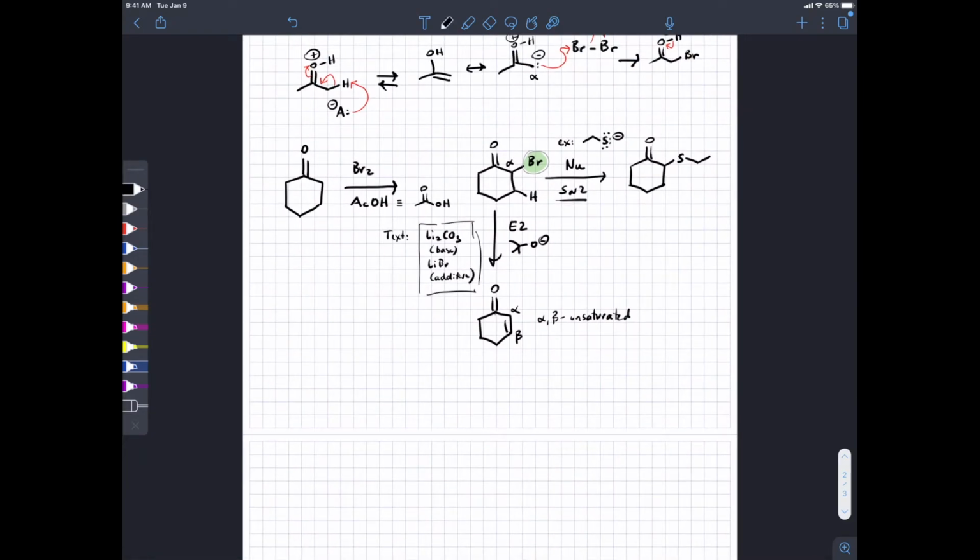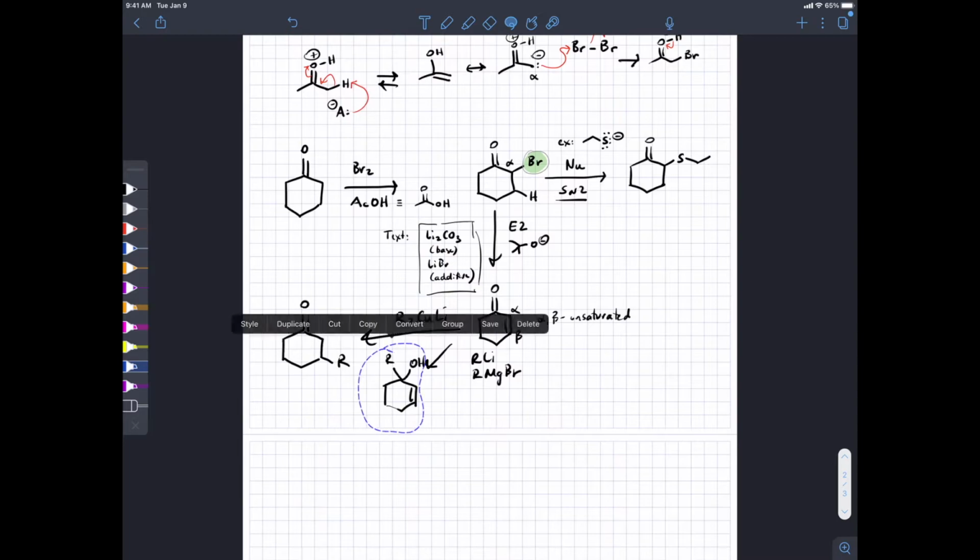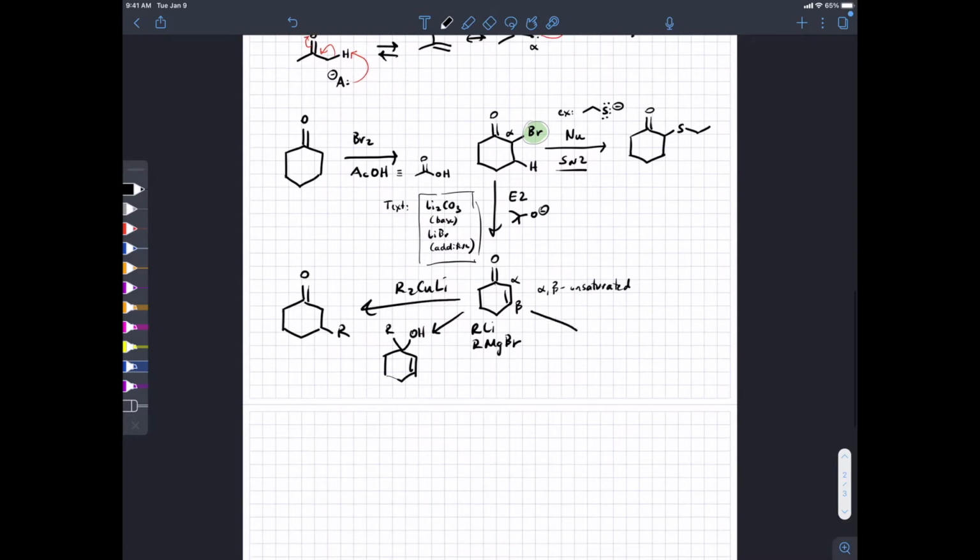And this is just to get you thinking synthetically. Well, with cuprates, we've installed R groups at the beta carbon. With organolithiums and Grignards, we've installed alkyl groups, R groups, at the carbonyl carbon. So those are two quite different products, just based on same starting material, different reagent.